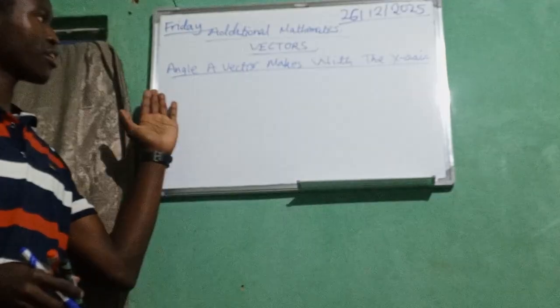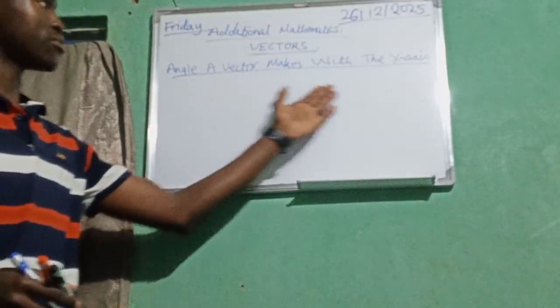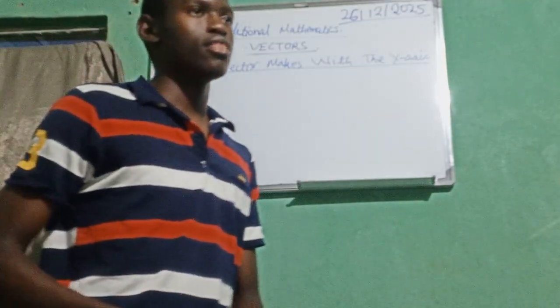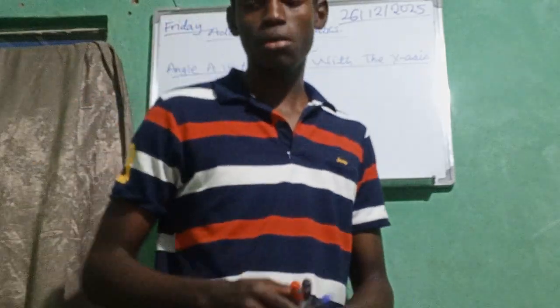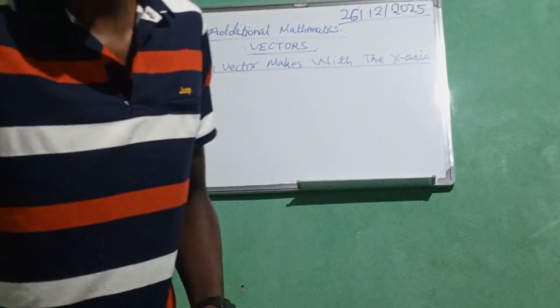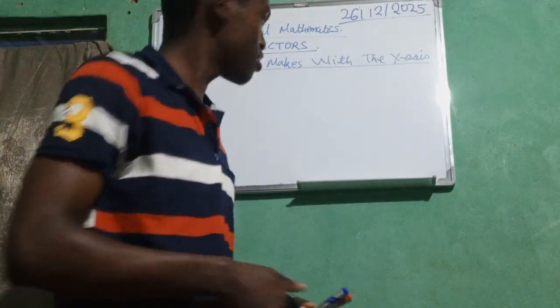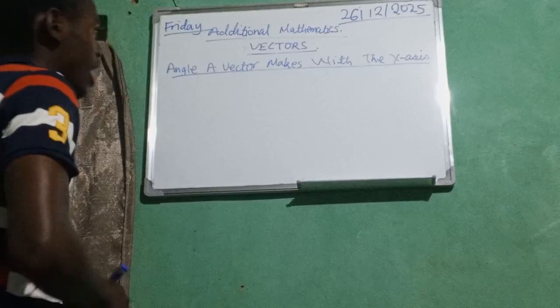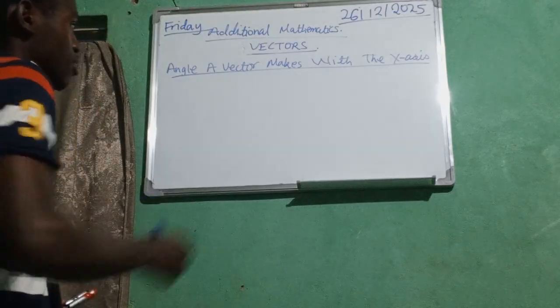The angle a vector makes with the x-axis. This is the next segment. So you can be asked to find the angle that a certain vector makes with the x-axis. We can have an example of this.